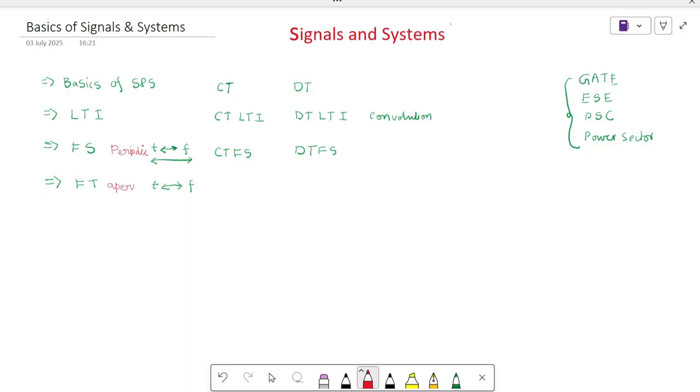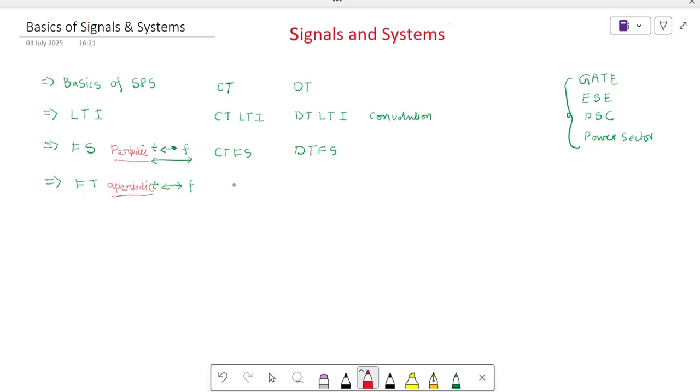This Fourier transform is applicable for aperiodic signals, as well as for periodic signals. But the basic thing is, it is mainly used for converting time to frequency and frequency to time, especially for aperiodic signals. The Fourier series is only for periodic signals.